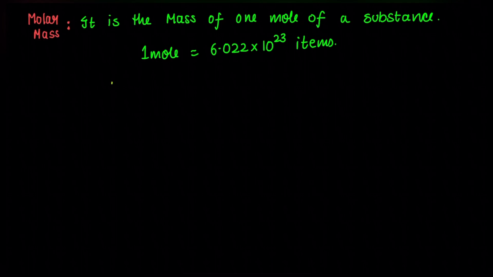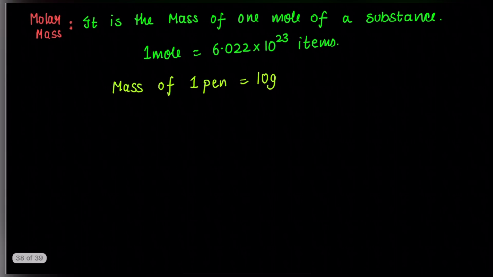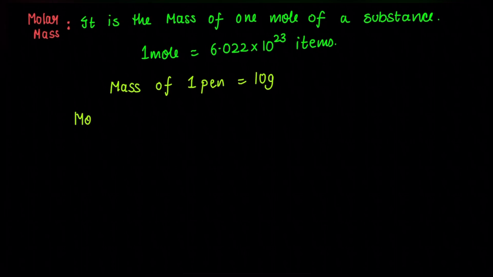Suppose we are provided with a pen that has a mass of 10 gram. So let us suppose that one pen weighs 10 gram. And someone tells us that we have to calculate the molar mass of the pen. That means we have to calculate the mass of 1 mole of pens, that is 6.022 × 10^23 pens.